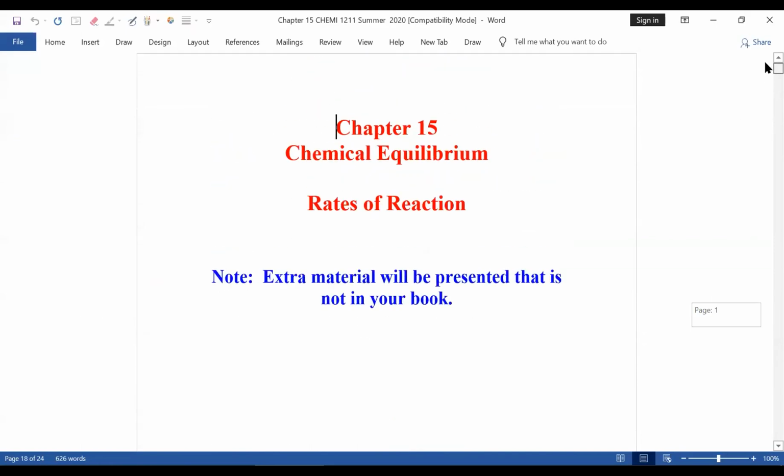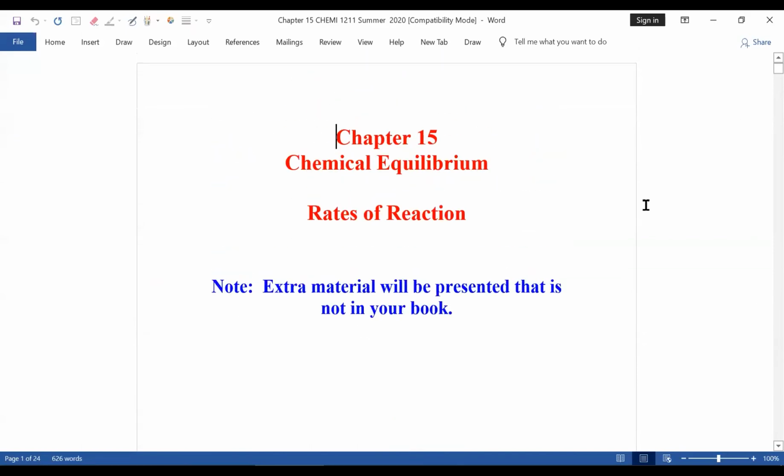And this will keep me on track. Now, this will be for test number 4, and this chapter deals with, we're doing 15 before 14, because it makes sense, unlike in the book, but this will be better. We're going to be talking about chemical equilibrium and rates of reaction. And if you were reading the book, I'd be telling you, I'm going to put some stuff in here that's not in the book, but I think it's important you should know.